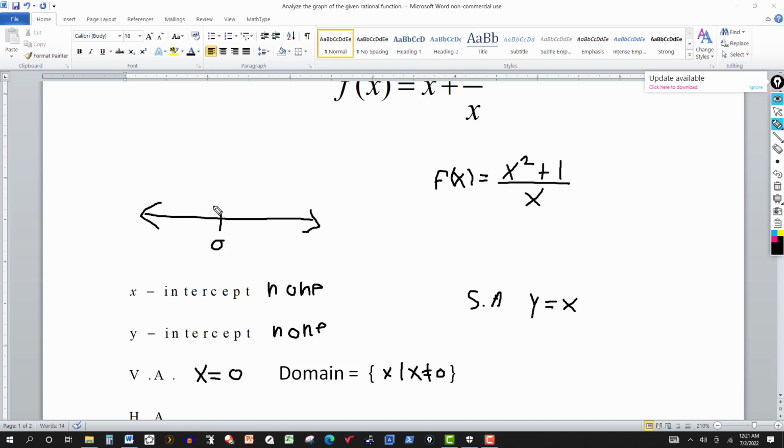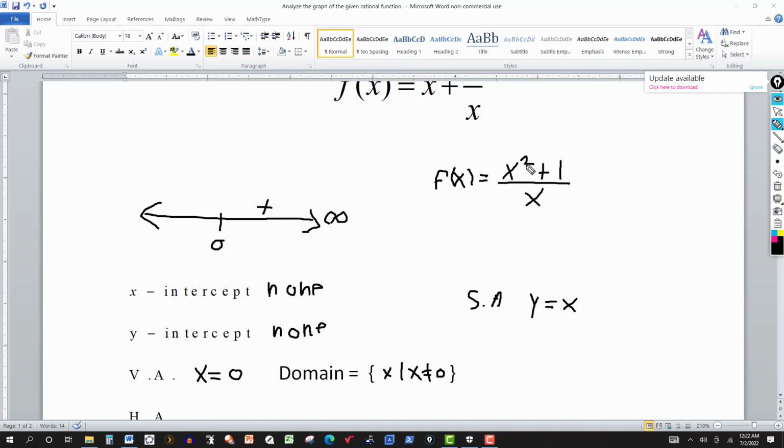Then you have to decide, to the right of that number, is the function positive or negative? To the left, what's the case? Well, let's pick a number larger than 0, say 1. Put a 1 where the x is, or put a 2 where the x is. Everything comes out positive. So this tells me that to the right of 0, it doesn't matter how large the number is, as long as it's to the right of 0, it's always going to be positive.